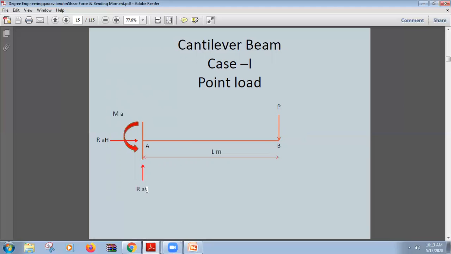So the vertical component of R acting at A, R_AV, must be equal to P, since it acts upwards and P acts downwards. So R_AV must be equal to P, number one.